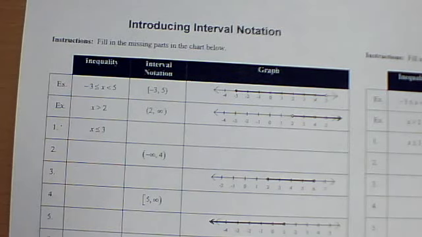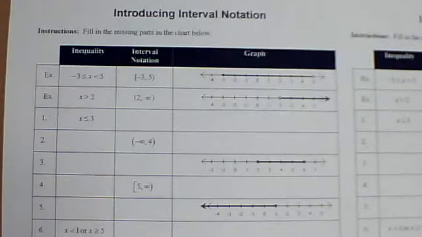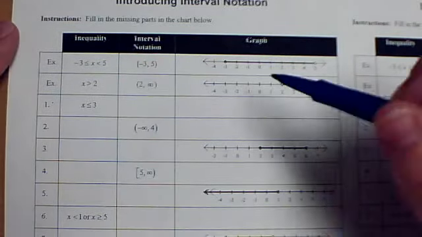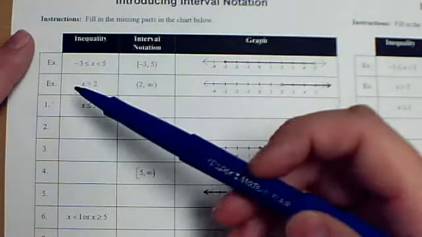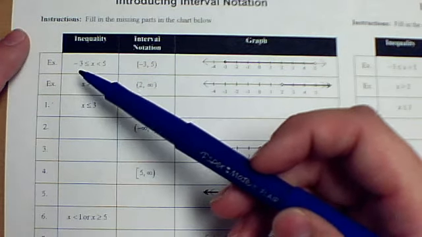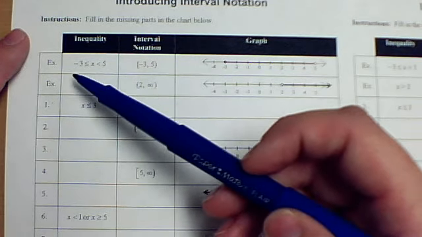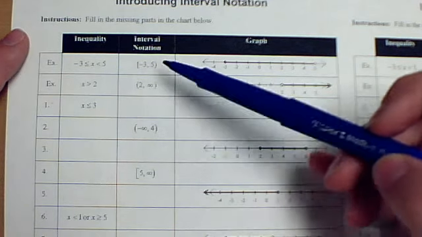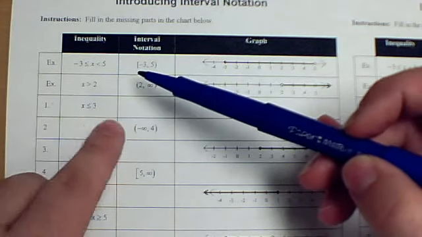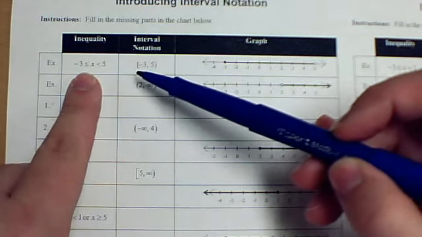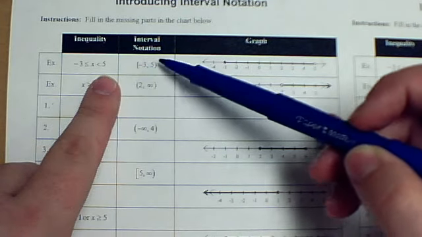Alright, today we started talking about interval notation. So if we first look at this chart, we have some examples. The first is written as an inequality, so it says x is greater than or equal to negative 3, but less than 5. So in interval notation, because it's equal to, we have a bracket, negative 3, 5, parentheses.